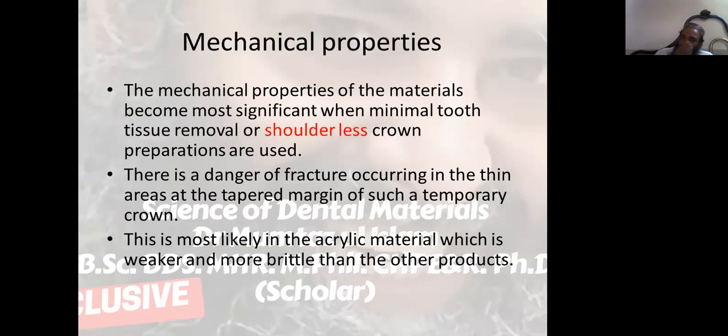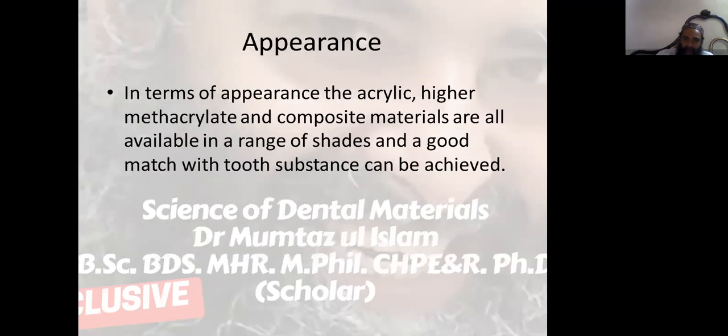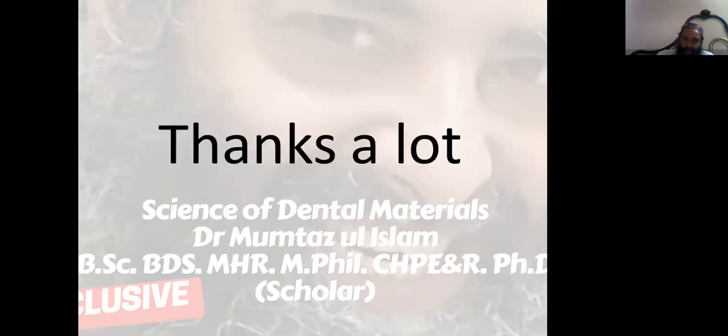So thin areas and tapered margins of such a temporary crown are in danger of fracture, and most likely in the acrylic material, which is weaker and more brittle than the other products. In terms of appearance, the acrylic, higher methacrylate and composite materials are all available in a range of shades, and a good match with tooth substance can be achieved.